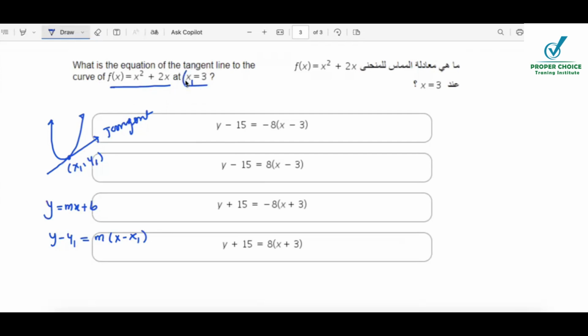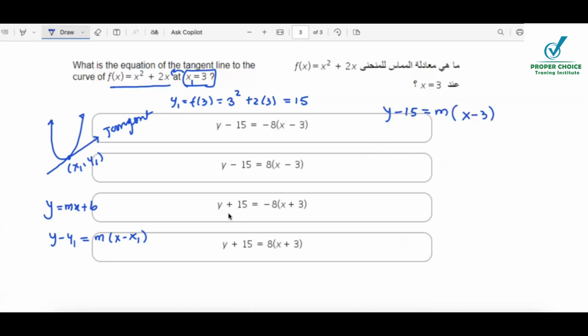So you have to substitute the x value, that is the x1 value, in this given function and solve for y, which will be y1. So I can write y1 is the same as f of 3, which is equal to 3 square plus 2 times 3. 3 square is 9 plus 2 times 3 is 6. 9 plus 6 is going to be 15. So y minus y1, which is 15, equal to m times (x minus 3). This would be your answer.